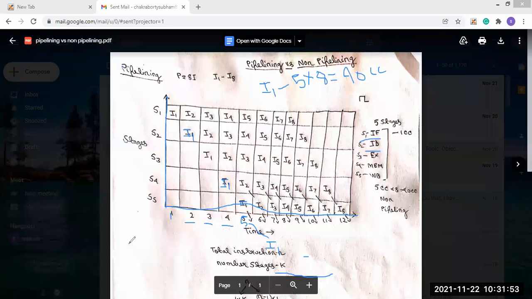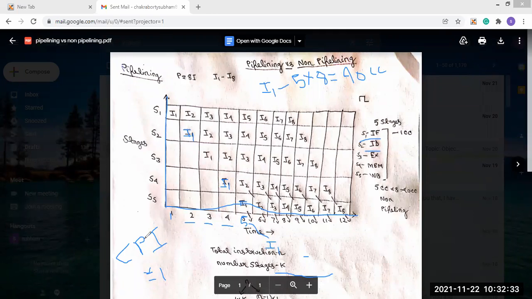And now, we have said that the CPI tends to 1 clock per instruction, because we always want that in each clock cycle an instruction gets executed. You see, only the first instruction required 5 clock cycles, but after that in each clock cycle an instruction came out after the execution. So this is the pipelining concept.